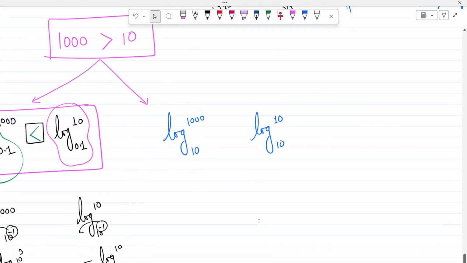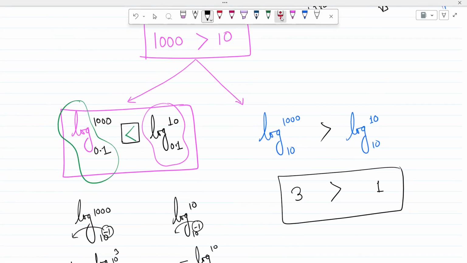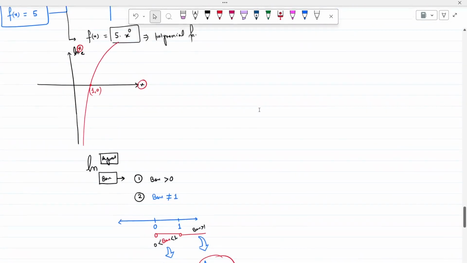Now similarly, this one is simple. This is a 3 and this is the 1. So obviously there is no sign change. So have you understood? Due to a change in the base, by looking at the base, you can have so many differences. Sometimes it will be increasing, sometimes it will be decreasing. It may affect your inequality sign also. Is it okay now? Yes, it's okay.